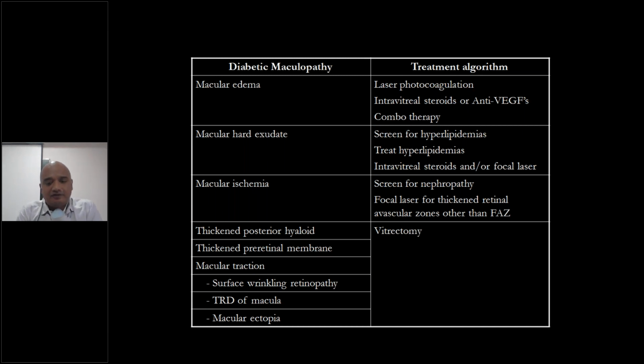So you have basically four main principles of management. First, intravitreal anti-VEGFs, intravitreal steroids, laser therapy, and then surgical therapy. All these four can be used in combination appropriately, seeing the condition of the patient. Not that you have to use all four at a time. Any of these options can be used appropriately depending on the severity of diabetic retinopathy.